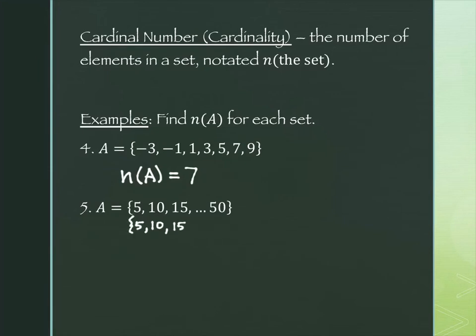What kinds of numbers are these? Multiples of 5. So I have 20, 25, 30, 35, 40, 45, and 50. So, written out, it becomes just a counting argument. How many did I write out? There are 10.